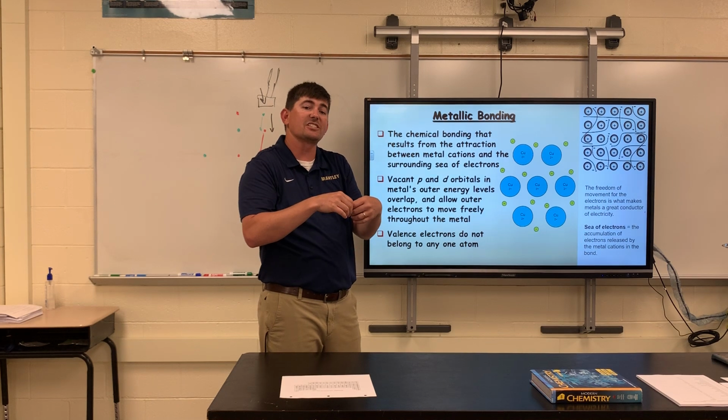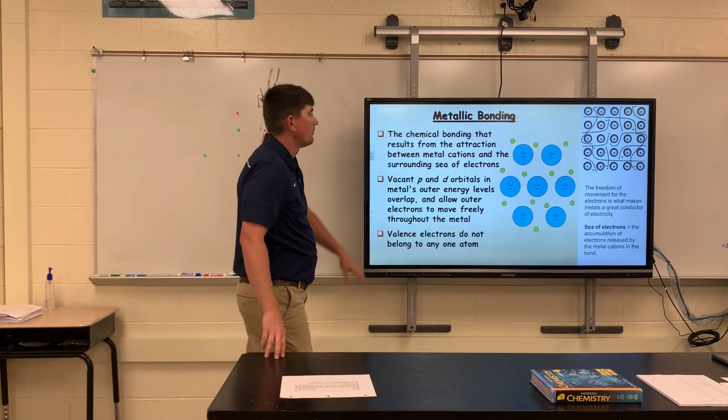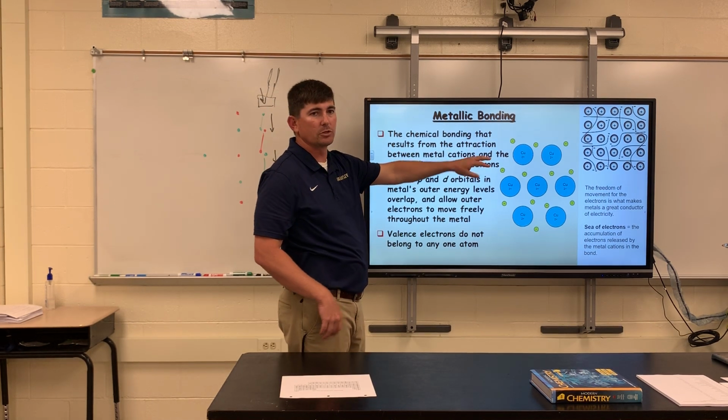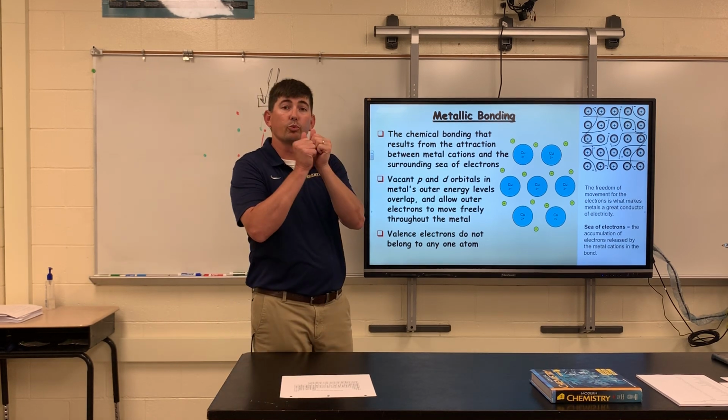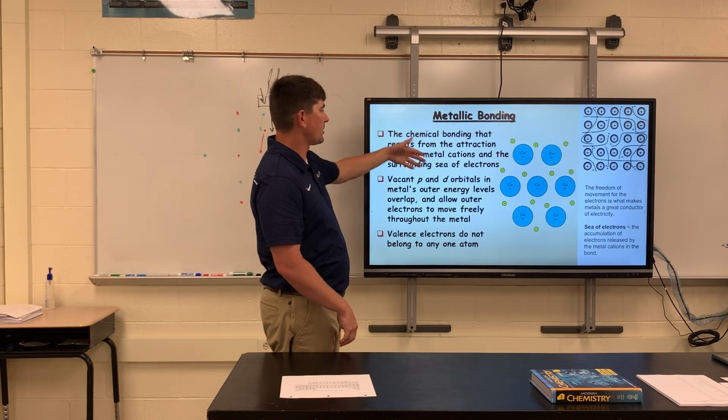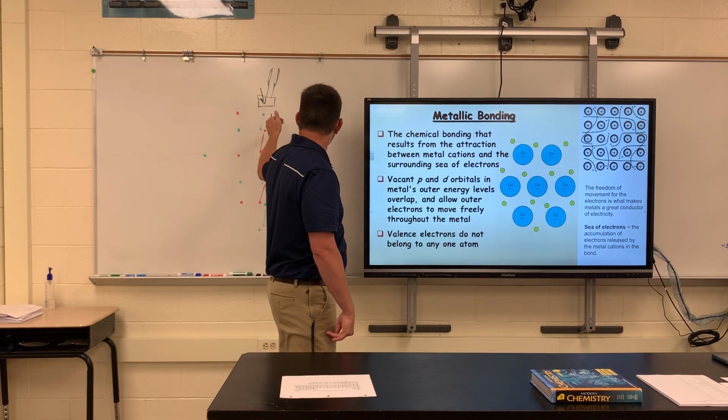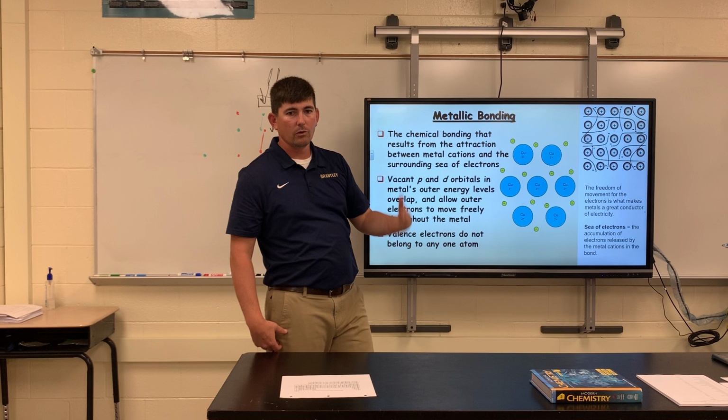It takes a lot more energy to get it to break, because it's got so much freedom to move. Ionic compounds are much easier to break, much more brittle, because they're rigid. Metals are hard, but they're not rigid. Ionic compounds are hard and rigid.